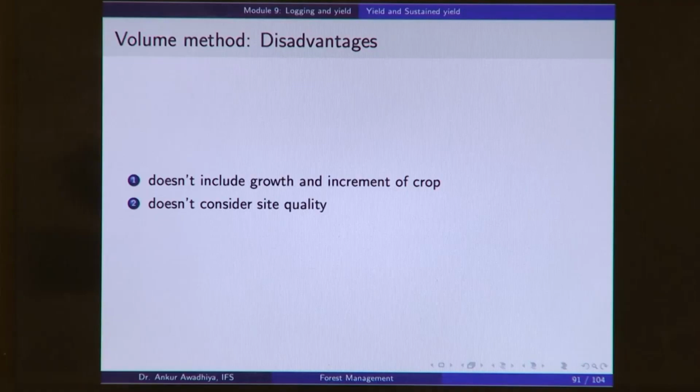Now, here again this is a very simplified way of putting things. It does not include growth and increment of the crop, because whenever you are doing these felling operations, they take time, and throughout this rotation period the crop will also be putting up growth, it will also be putting up increment. But this volume method does not talk about that, and here again it does not talk about the site quality.